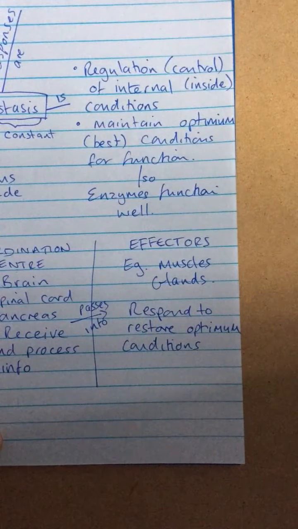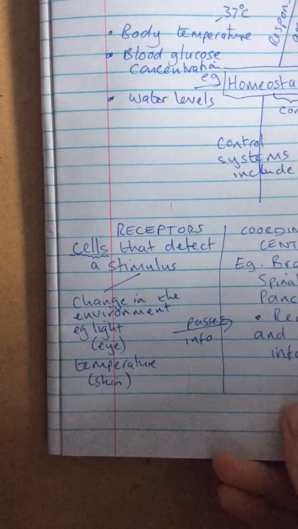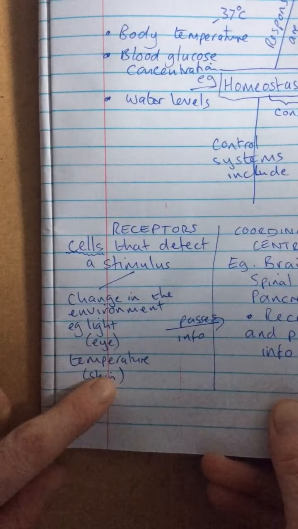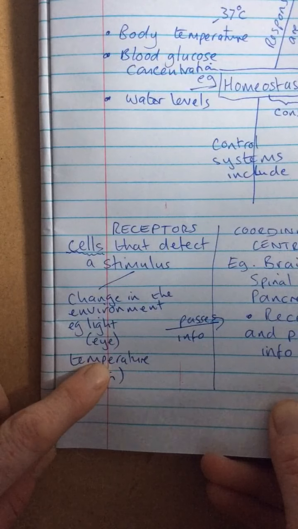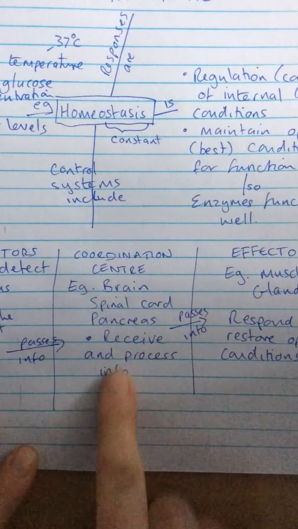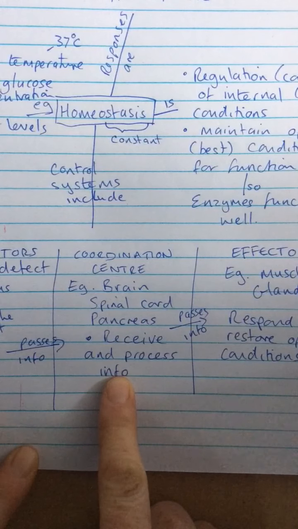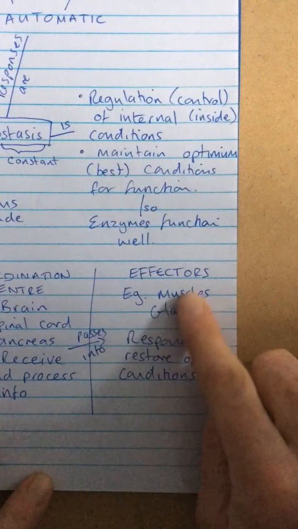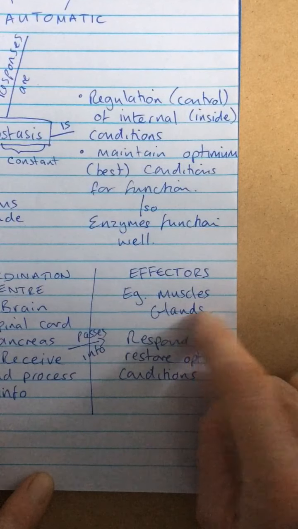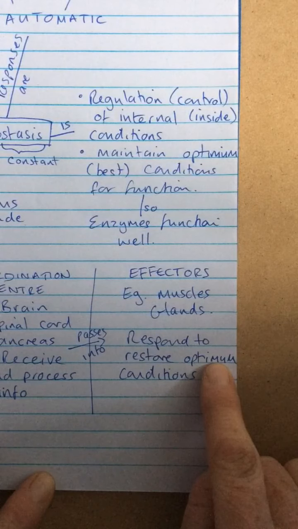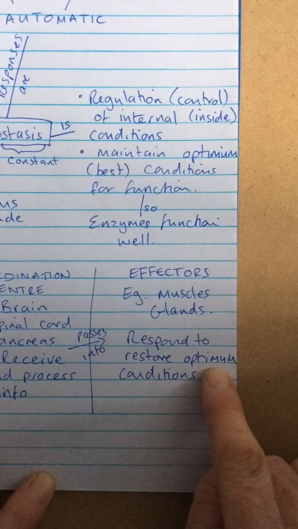So the example that we had before, let's just run that through quickly. Your receptors, which are cells that detect a stimulus. Let's imagine we're talking about skin cells. They're detecting that the temperature is too high. They pass information to the coordination centre, which might be in your brain, which receives that information and goes, need to do something about this. You're too hot. I'll pass some information on to the effector, which in this case might be a sweat gland, and the sweat gland will produce sweat, which will cool you down and bring your body back to optimum conditions.